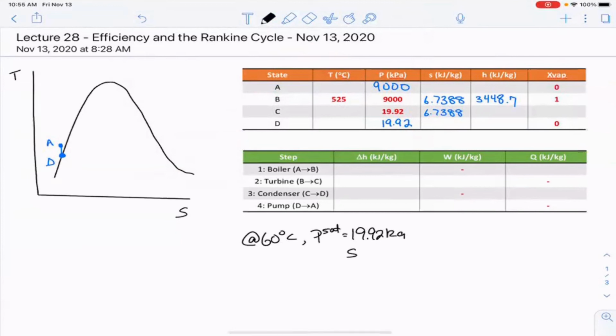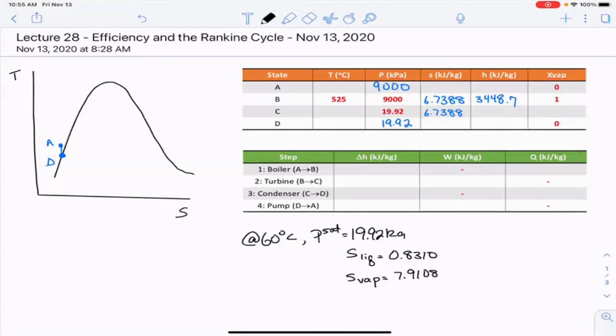And the entropy of the liquid is equal to 0.8310, and the entropy of saturated vapor is equal to 7.9108. And so because the entropy value that we're looking for is between these two, we're going to have to interpolate between them, okay? And we're going to do that to find the fraction that is in the vapor phase.